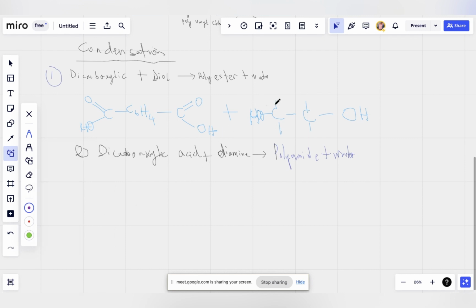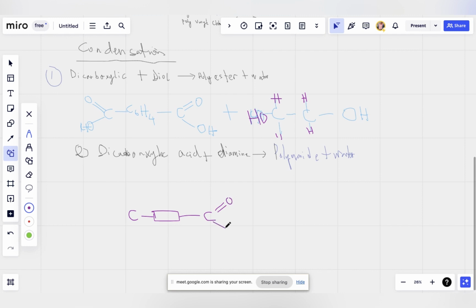So if you have this, you will form... remember all these molecules, we can use a block to represent them. We can actually write this one like this, using a block to represent all these other molecules. We only consider the functional group when we are writing this equation. So I can rewrite this dicarboxylic acid like this.